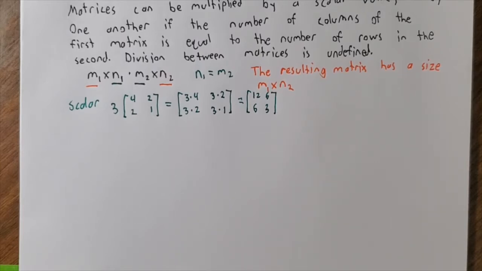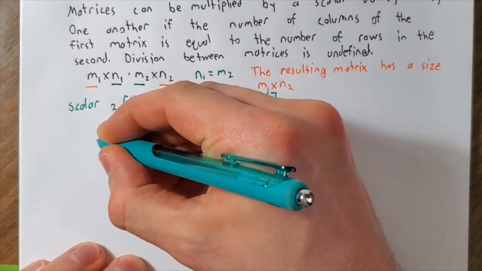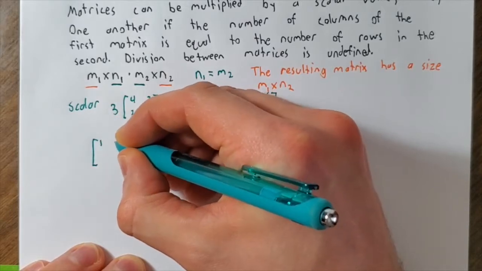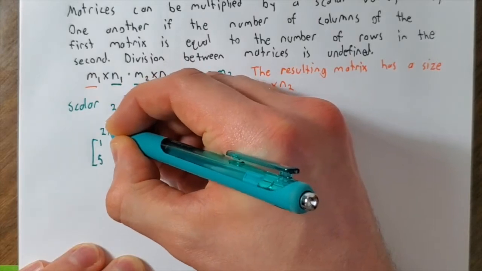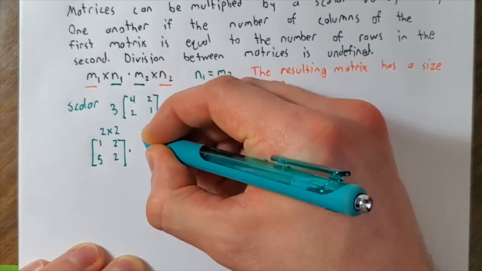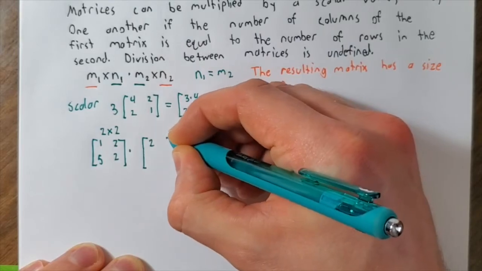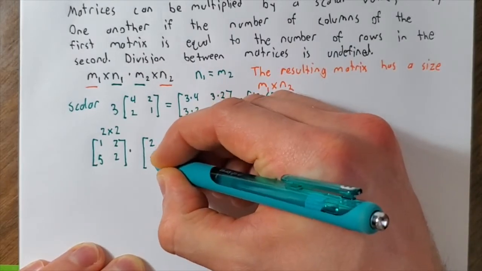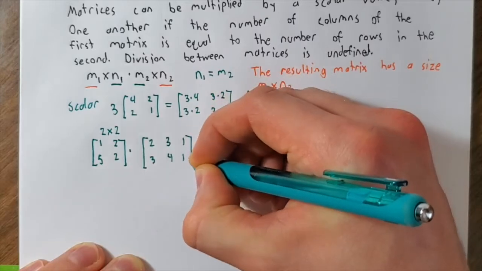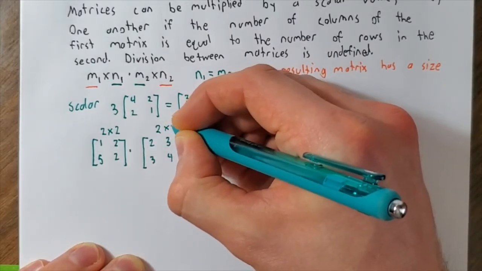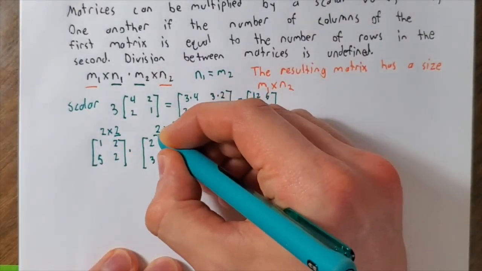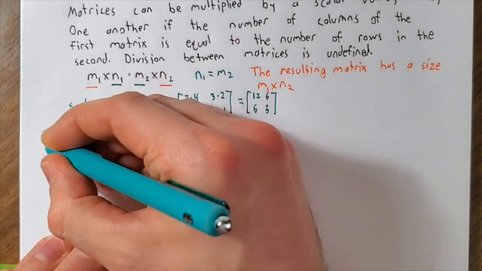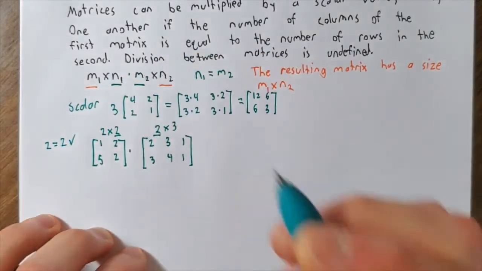matrices. Now let's try an example where we're looking at two matrices being multiplied together. So first up, we've got a matrix. I'll do a 2 by 2 here, and we're going to multiply that by a 2 by 3 matrix. And let's see, we've got 2 columns here, 2 rows there. So we have our 2 is equal to 2 for our inner values. Check, we're good to go.